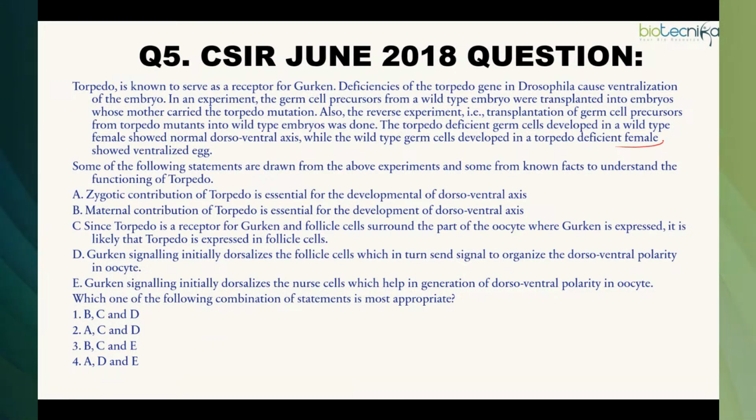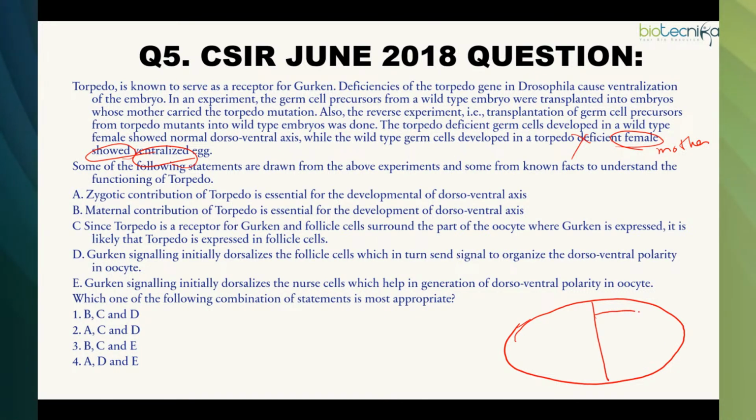The female, that is the mother, if it is not having torpedo, then the dorsal ventral axis is getting affected. Which means, if you remember the structure of the Drosophila egg, you have this egg present over here, and surrounding it you will have the follicle cells. And here will be some more cells which are called the nurse cells, and this is what releases some of the components.